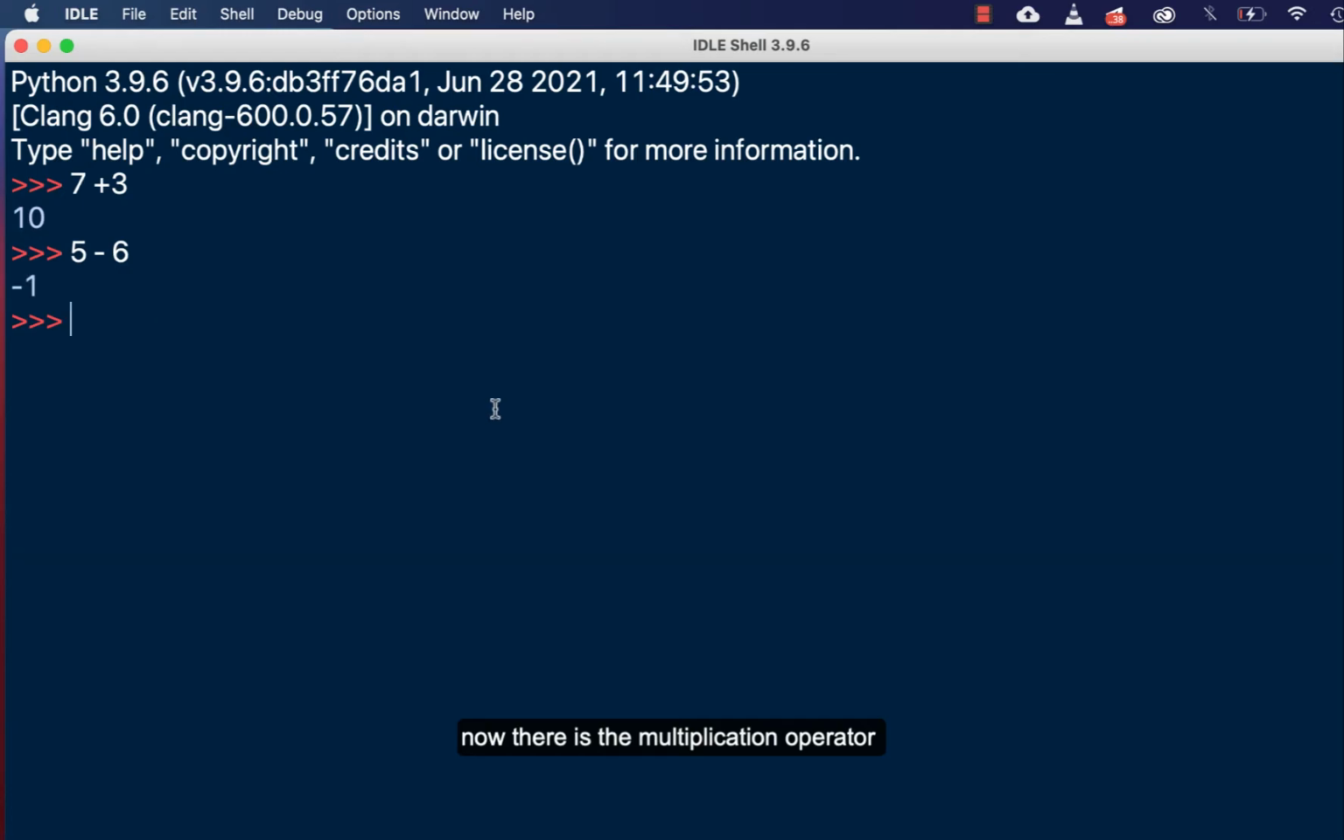Now we also have the multiplication operator, which is the star sign, and this one can be found on the 8 key. So press and hold shift plus 8 to get the multiplication operator. Okay, so we can do 2 multiplied by 5, 2 times 5, and it returns 10. Let's do 3 times 2, which is 6.